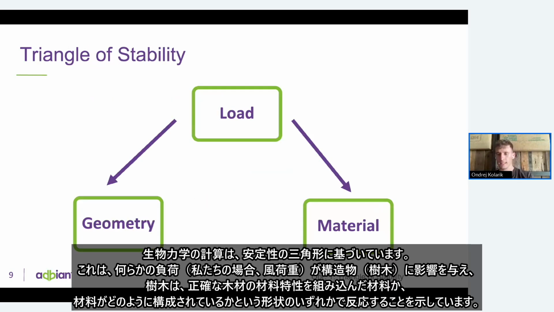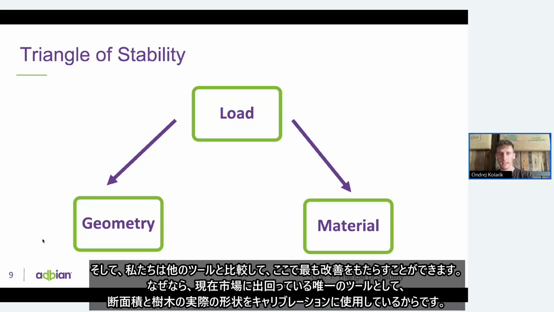The calculation of biomechanics is based on the triangle of stability, which tells us that there is some load, in our case, wind load, that is influencing a structure, a tree, and the tree can react either with material, for which we are implementing precise wood material properties, or the geometry, how the material is composed. And that is where we can bring the most improvement compared to other tools, because Adbian, as the only tool on the market currently, is working with the real geometry of the cross section and of the tree for the calculation.